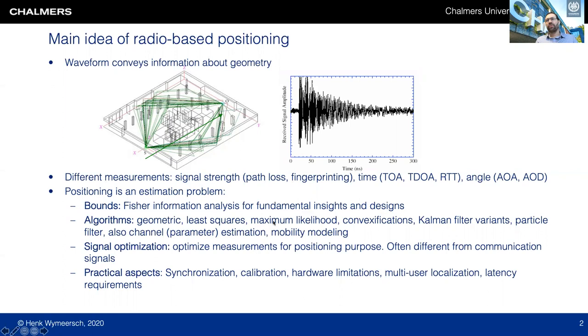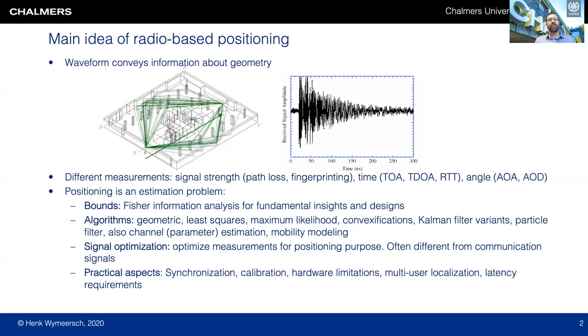There's a wide variety of algorithms, and I will just talk about a few of them today. You can also use the bounds for signal optimization. You can allocate resources in time, frequency, and space to optimize positioning performance, just like you would do for communication performance. If you have a multi-stream system like OFDM, you would do water filling for rate optimization. You could do something different for positioning optimization. And then there are lots of practical impairments that you can consider: synchronization issues, calibration, hardware, multi-user localization, latency requirements, and so forth.